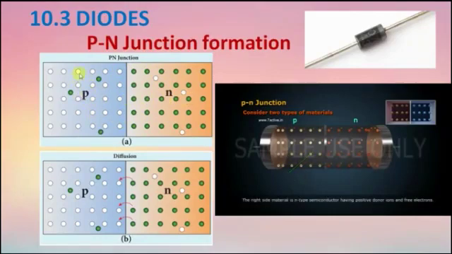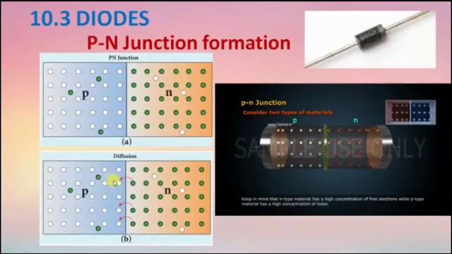One side is doped with P-type semiconductor. The other side is doped with N-type semiconductor. Okay, so in the P-type the majority charge carriers are holes. In the N-type the majority charge carriers are electrons. Now the electrons diffuse from the N side to the P side.